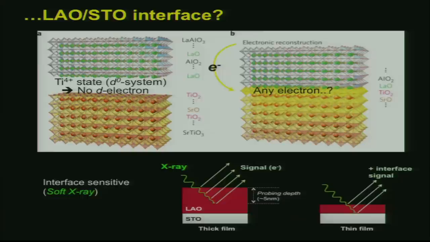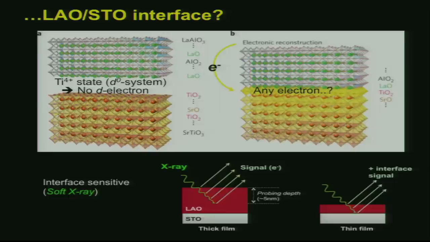That's why the penetration depth is much shorter than the hard X-ray. This is kind of a disadvantage in the research. However, in this case, that is another advantage. For example, when you make a very thick film, the soft X-ray probing depth is only 50 angstrom, 5 nanometer. That's why you can only get the signal from the top surface to the middle of a sample.